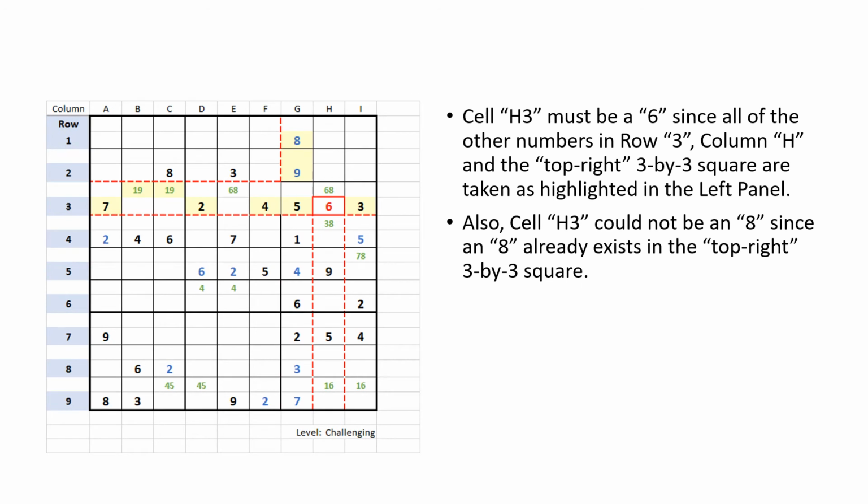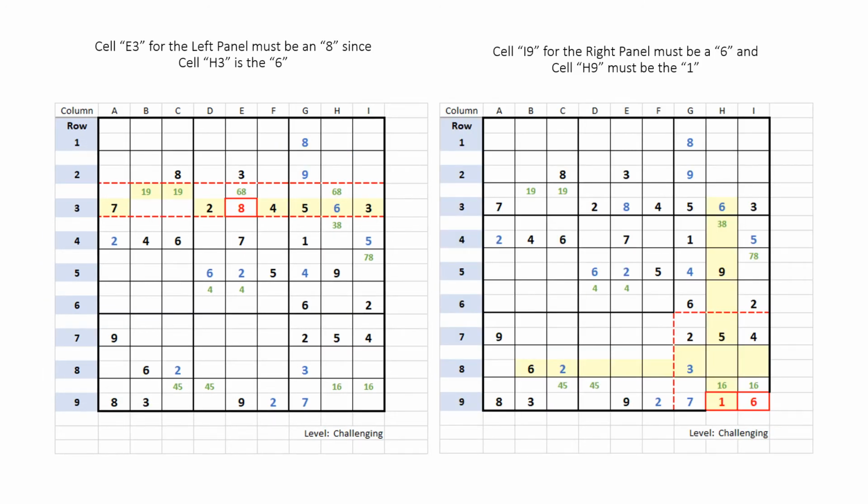Cell H3 must be a 6, since all of the other numbers in row 3, column H, and the top right 3x3 square are taken as highlighted in the left panel. Also, cell H3 should not be an 8, since an 8 already exists in the top right 3x3 square. Cell E3 for the left panel must be an 8, since cell H3 is the 6. Cell I9 for the right panel must be a 6, and cell H9 must be the 1.